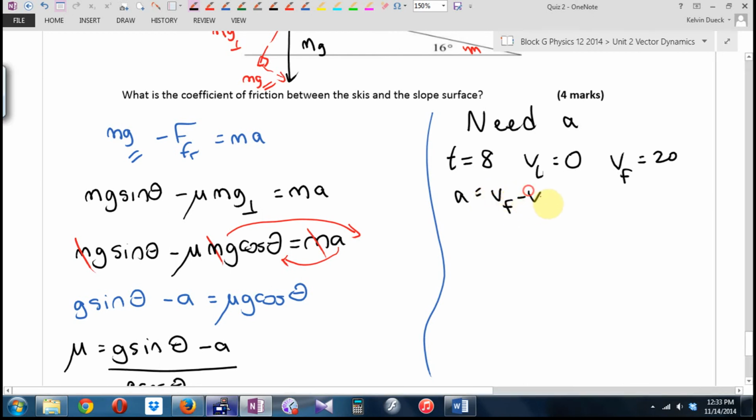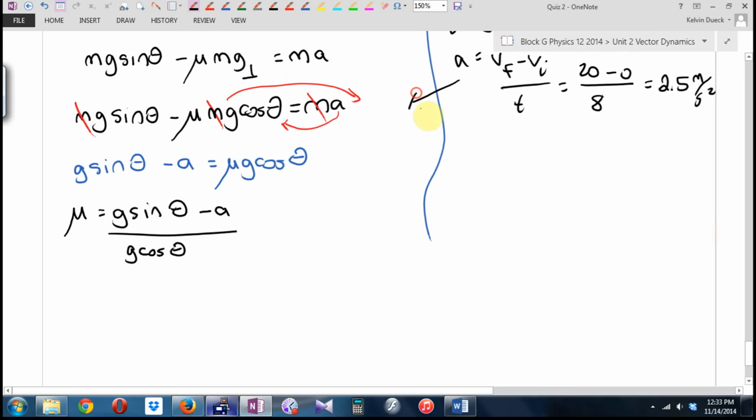There you go. A equals 20 minus 0 over 8. I think I can do this in my head. 20 over 8 is 10 over 4 is 5 over 2. 2.5. Now let's plug that in over here. It's going to be 9.8 sine 16 minus 2.5, was it 16 degrees? Yeah, okay, all over 9.8 cos 16. Quick like a bunny.